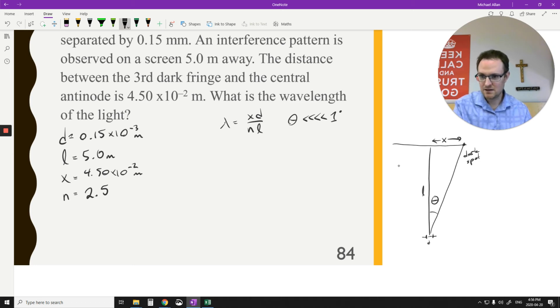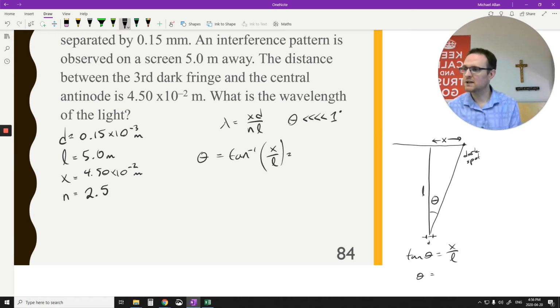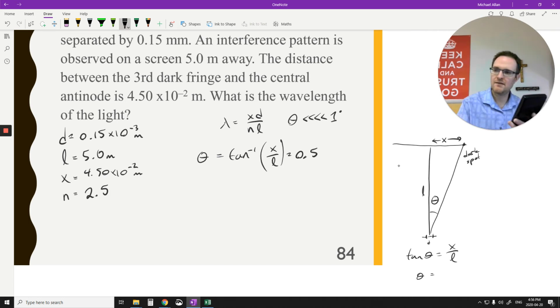To find the angle, I'm going to use tan because I got the opposite and the adjacent, so I'm going to use that to find out what my angle is. So my theta is tan inverse of X over L. Okay, so let's find out what that angle is. So tan inverse, 0.515648 degrees. Yeah, it's less than 1.